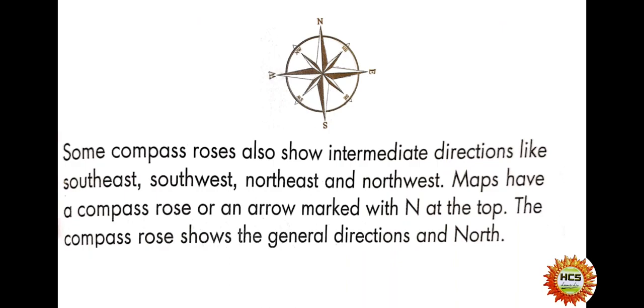Some compass roses also show intermediate directions like southeast, southwest, northeast, northwest. Maps have a compass rose or an arrow marked with N at the top. The compass rose shows the general directions of the north.